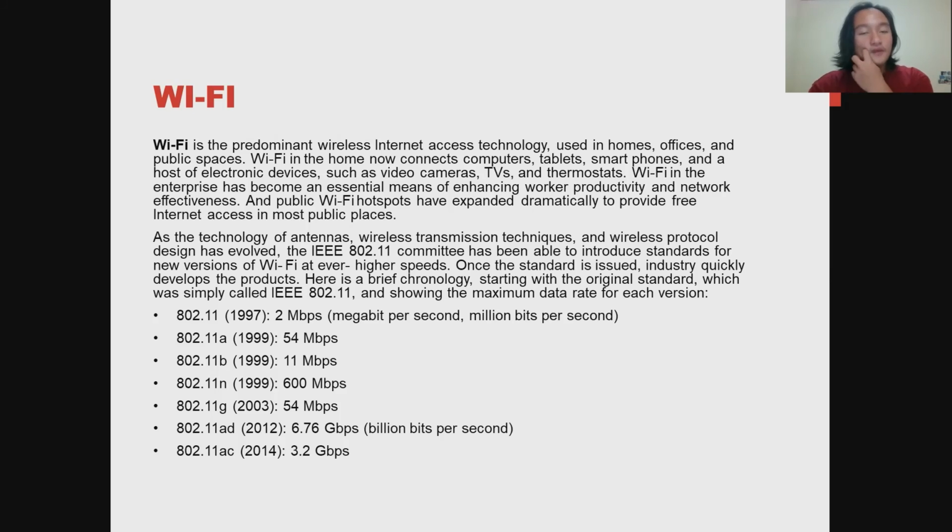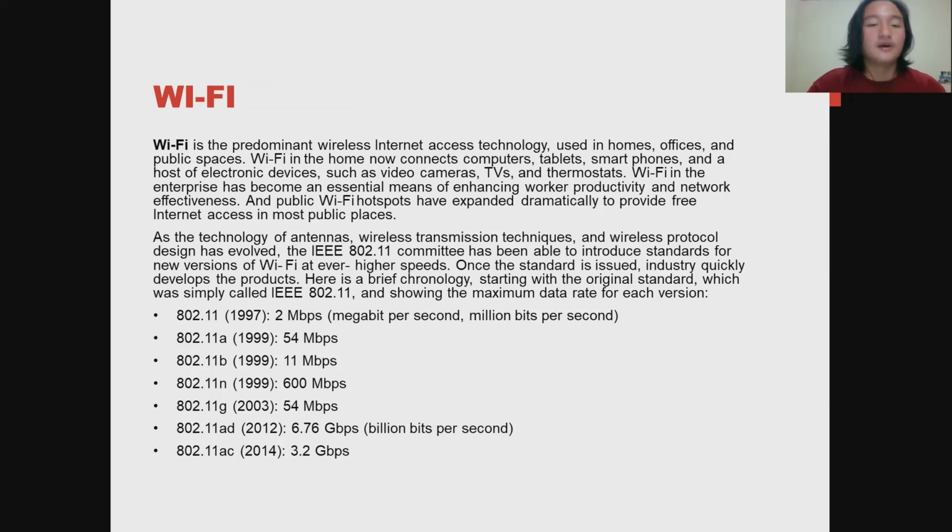Wi-Fi in the home now connects to computers, tablets, smartphones, and a host of electronic devices such as video cameras, TVs, and thermostats. Wi-Fi in the enterprise has become an essential means of enhancing workers' productivity and network effectiveness, and public Wi-Fi hotspots have expanded dramatically to provide free internet access in most public places.